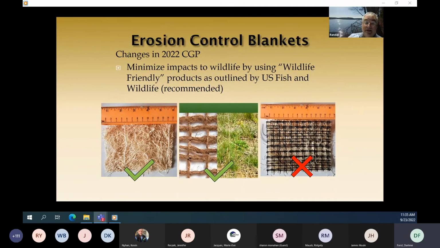You can see that this is a slide about the changes to the 2022 construction general permit. It says minimize impacts to wildlife by using wildlife friendly products as outlined by the U.S. Fish and Wildlife Service. Those in the middle are again our nets and blankets that have a flexible netting on them. You can see the middle left where it's just kind of woven together, and as a snake or amphibian moves through there, it can easily push those aside and get through, as opposed to the one on the right.